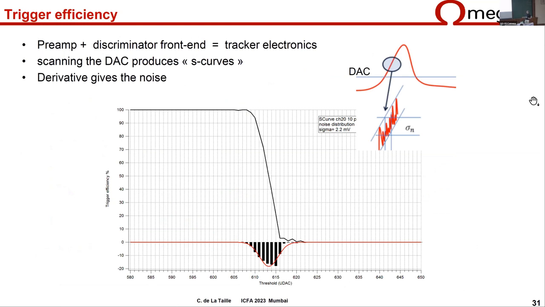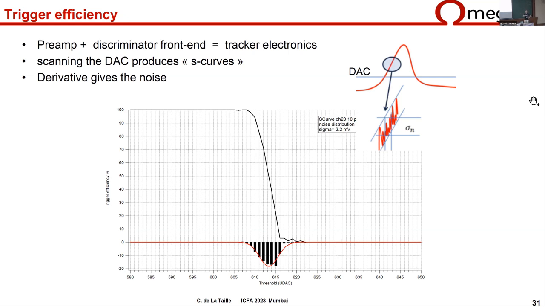If you don't use any shaping, which happens a lot, for example, in pixel, or if you go now directly into a discriminator, this is something that we will also see just after that when you do also for the timing.